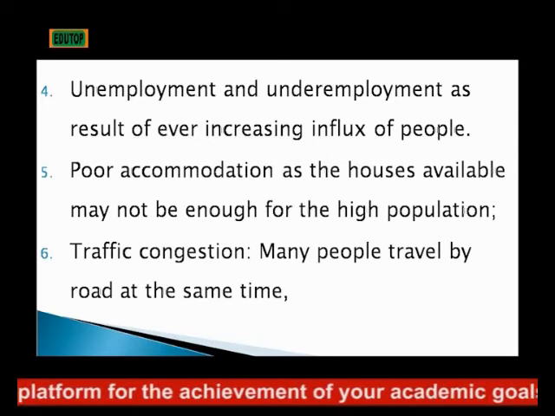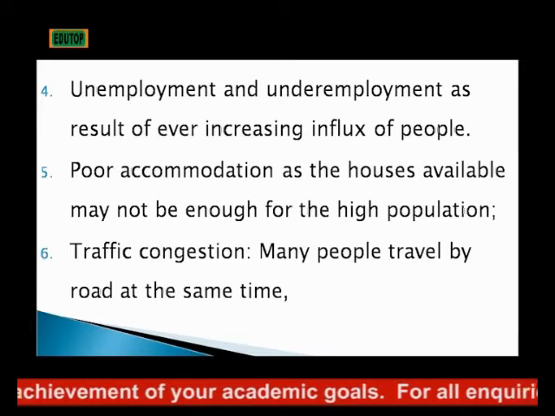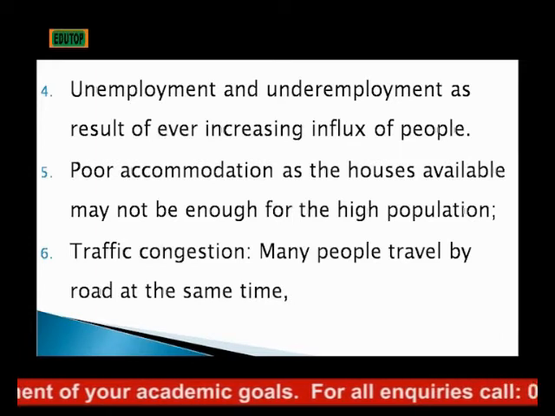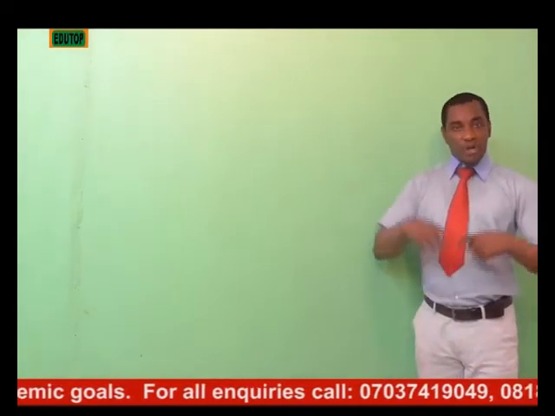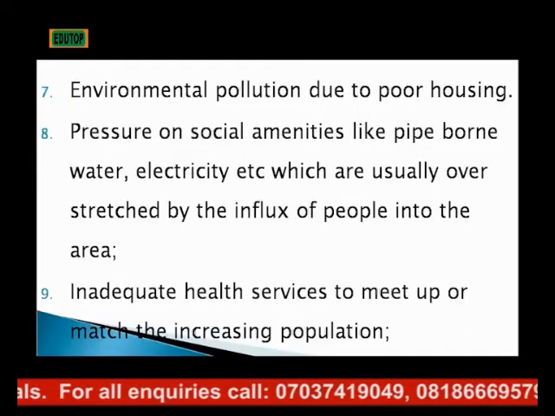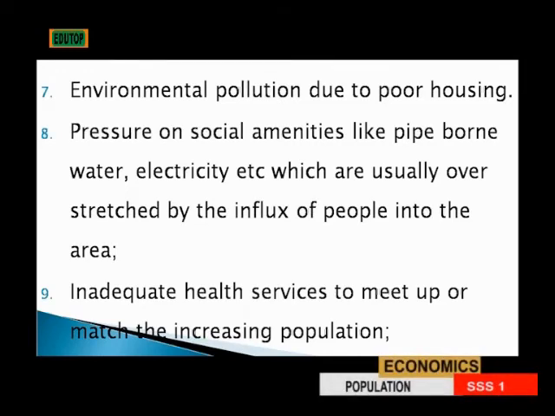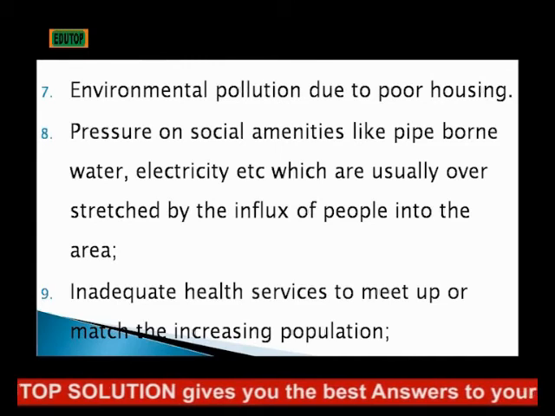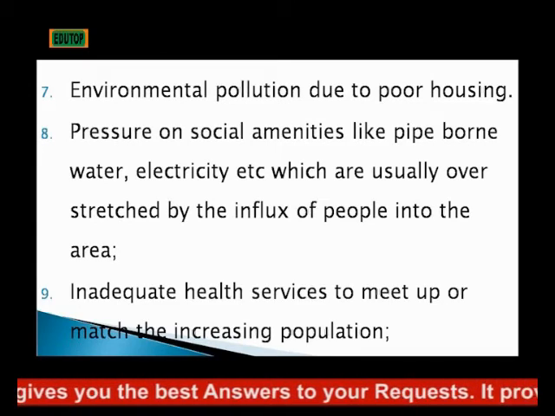Also, traffic congestion. Where there are more people in the society, there is usually the problem of traffic congestion in such a society. Also, we can have environmental pollution due to poor housing. There may not be enough drainage to pass all the waste and the rest. Such can lead to pollution in the environment.